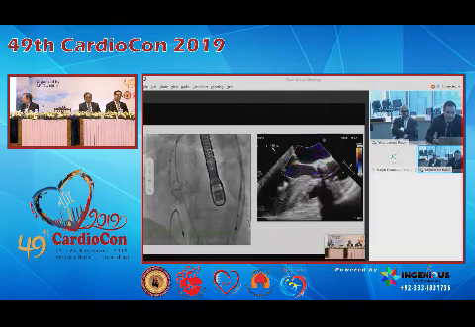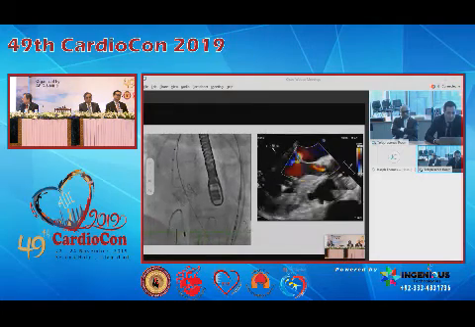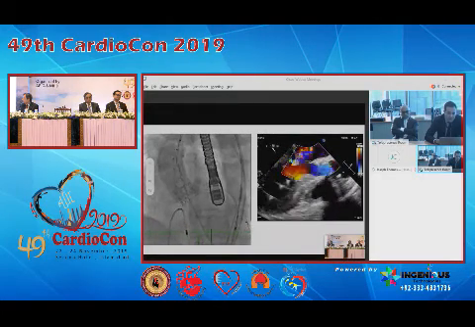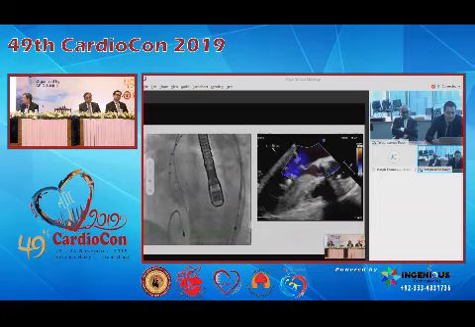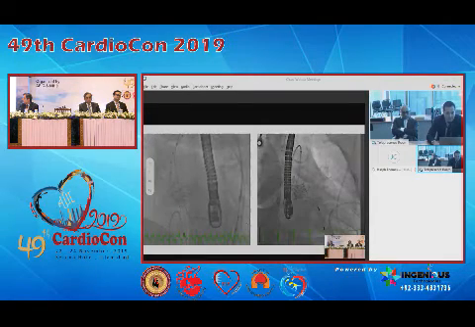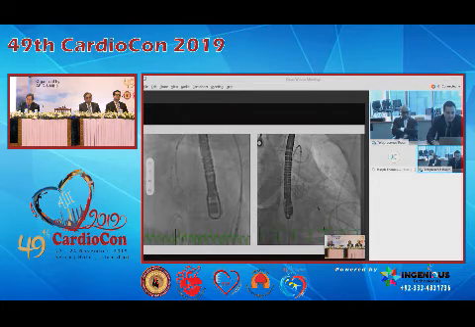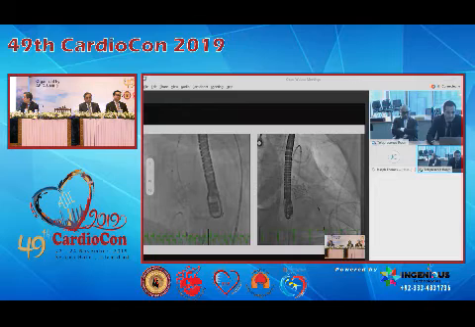On the right side, we see the LV function is still intact, so knowing that there's no obstruction. And there's no significant paravalvular regurgitation. You just see a valvular regurgitation from the wire itself. So knowing this is comfortable, we actually then pull back the stent and take it out. Comes out pretty easily. The wire comes out.